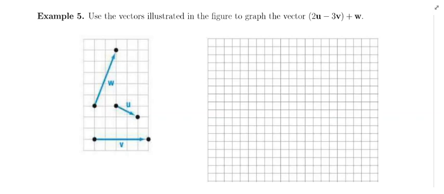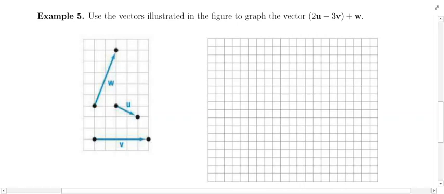Example 5. Use the vectors illustrated in the figure to graph the vector 2u minus 3v plus w. All right, so this particular problem has all three operations going on. We're adding, we're subtracting, and performing scalar multiplication. We always need to follow the order of operations, so we will start inside the parentheses.